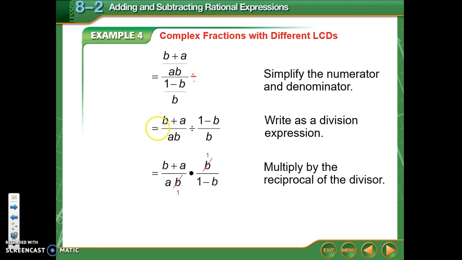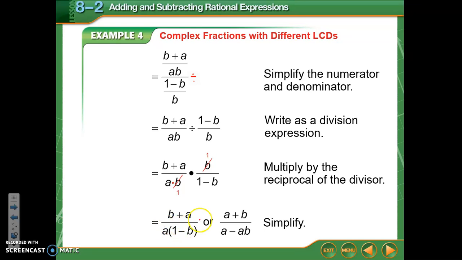Then I can just go back to section 1 and say, okay, I need to leave the first fraction the same. When I'm dividing fractions, I change and I multiply by the reciprocal, right? So when I do that, I have a times b in the denominator and ab in the numerator, so those divide out to 1. And I'm left with b plus a over a times the quantity 1 minus b. There's nothing else I can cancel. This a is a term, this a is a factor, so I cannot cancel those. So I can write it either one of these two ways.